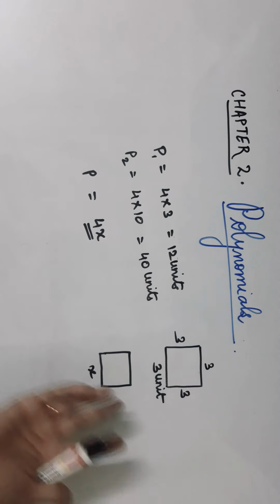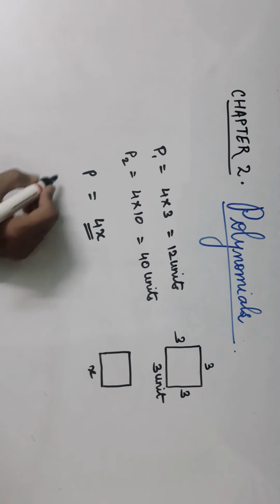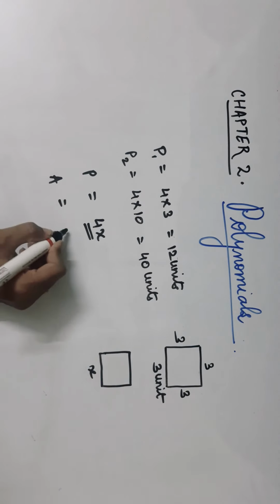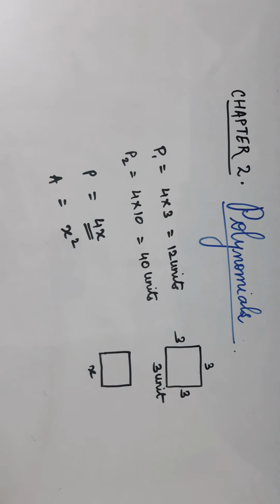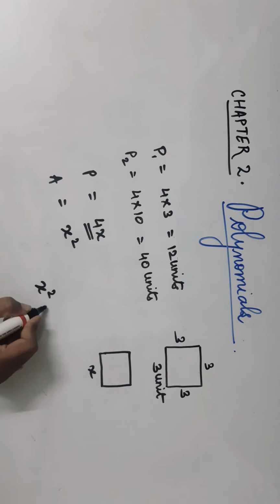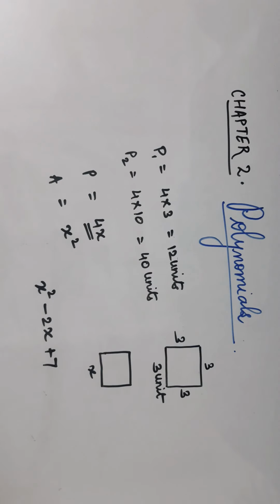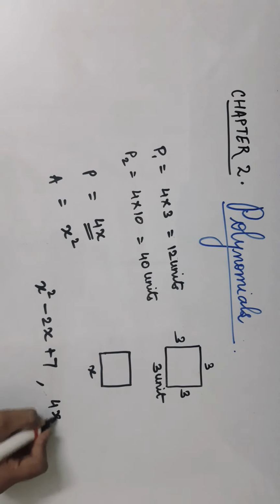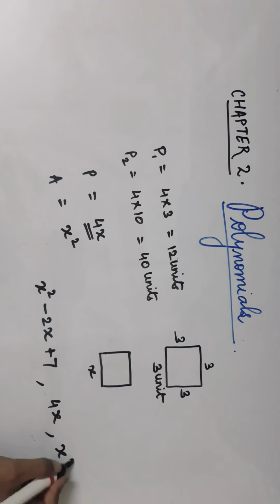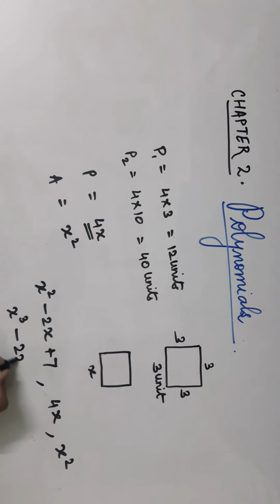So what will be its area? Perimeter is 4x, but what will be the area? Area will be equal to x square. Again, it's an algebraic expression. So till now we have seen many algebraic expressions. Okay, again your x square minus 2x plus 7. It is an algebraic expression. 4x algebraic expression. X square again algebraic expression. X cube minus 2x plus 1. It is also an algebraic expression.